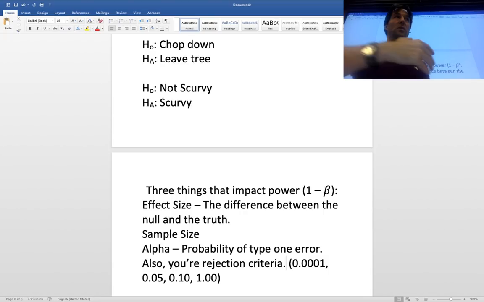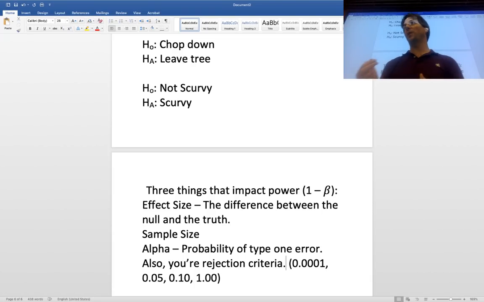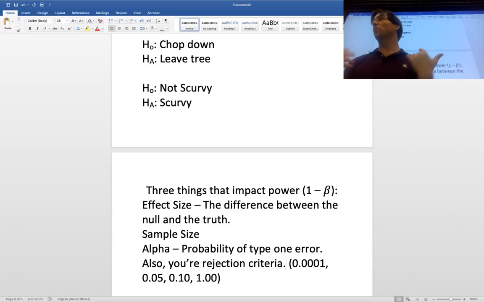Alpha is usually 0.05 unless otherwise specified, but you can pick any alpha you want. Does that make sense? So could you increase your alpha? And that would make your test more powerful. Higher alpha, lower type 2, higher power. Because when alpha goes up, power goes up. Beta goes down, power goes up.